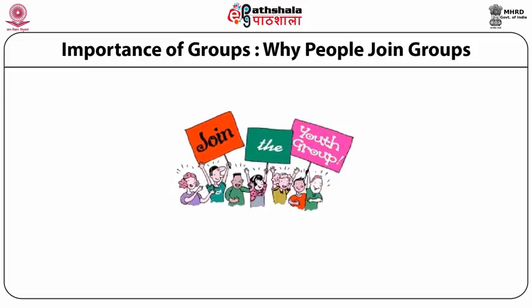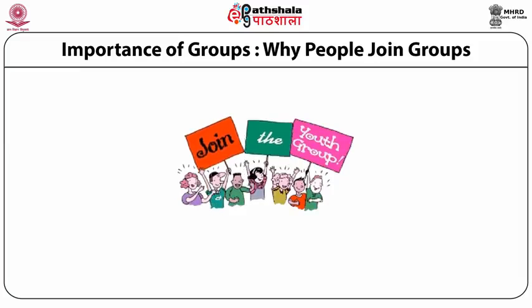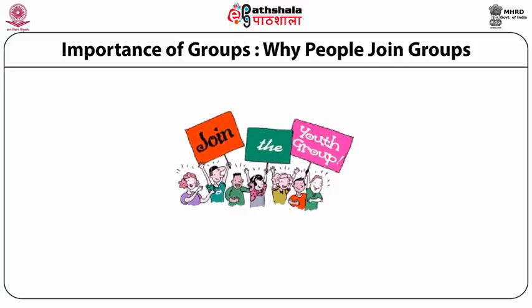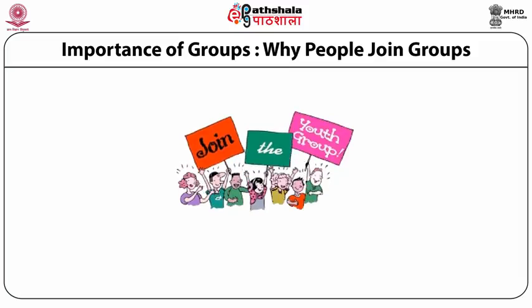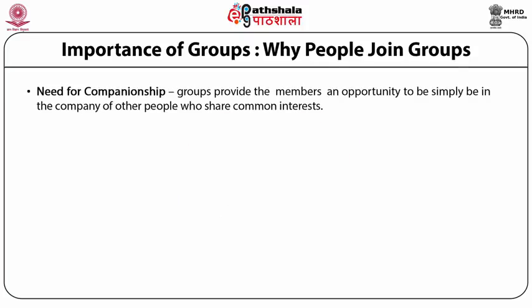Here, people are associated with each other because they have common interests, as has already been mentioned. Apart from this, there could be some needs like need for companionship, need for survival and security, need for affiliation and status, or some people have a higher need for power and controlling others. On the other hand, there are some individuals who want to fulfill their need for achievement. Let's understand one by one what is need for companionship. Well, here the group provides the members an opportunity to be simply in the company of other people who share common interests.